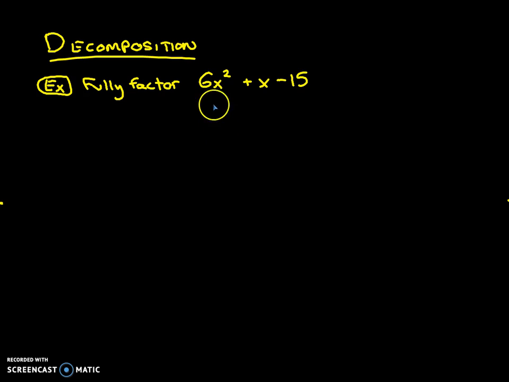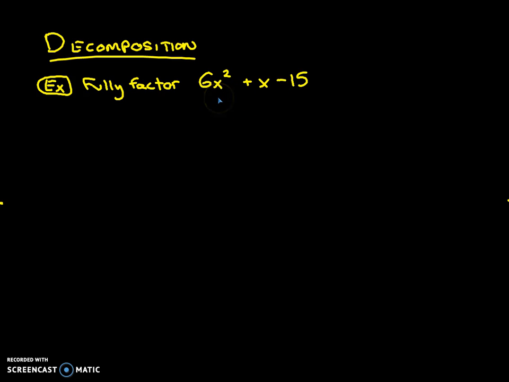Why decomposition? Well, we see this number that's not a 1 in front of my x squared. It's a 6. That kind of tells me something's up. So I am going to try to look for a common factor, 6, 1, and negative 15. I don't see one. So that tells me I'm going to have to use decomposition on this thing. I can't use my product sum strategy.